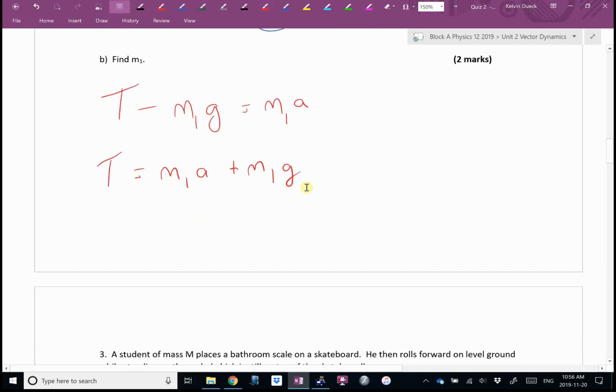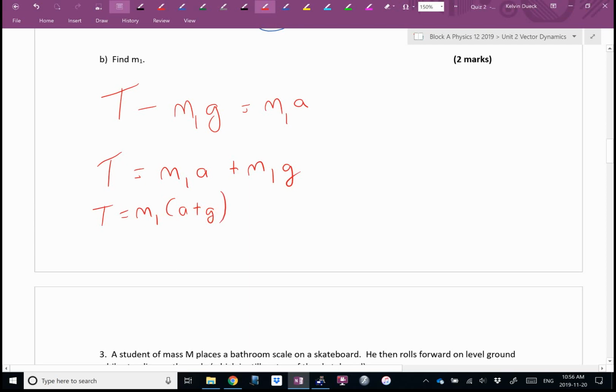What do we call that there thing there? Help them out, folks. Factor, how are we factoring? Which method are we using if we're being technical? Greatest common factor, or GCF, you abbreviated it in grade 9. So I can write this as T equals M1 bracket A plus G.